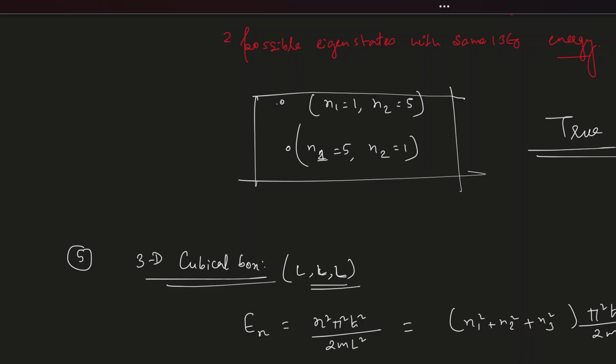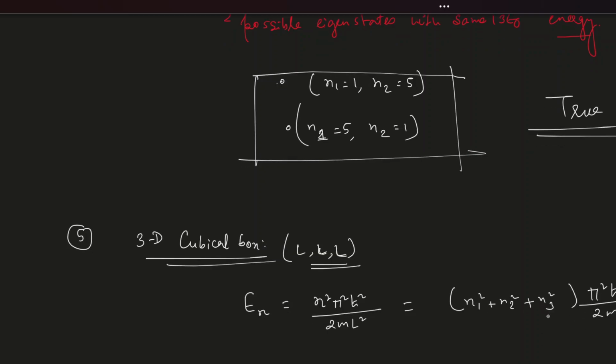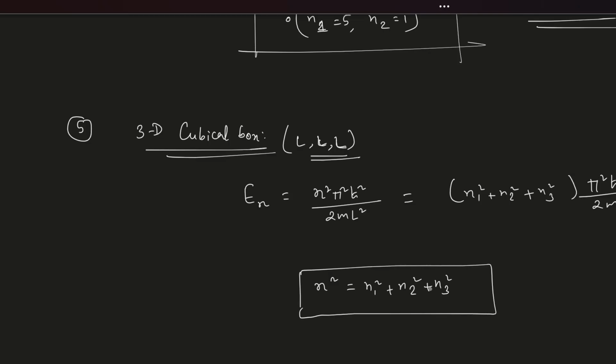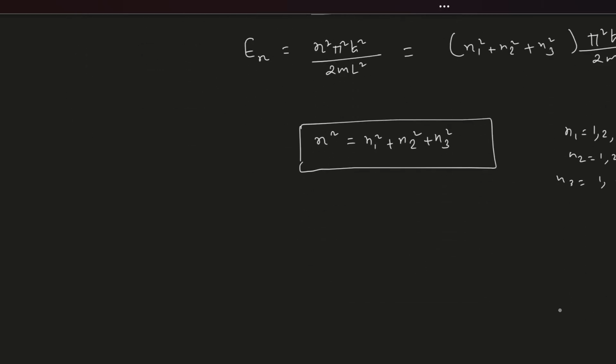Like treating each individual direction as a one-dimensional box problem and then taking a combination of them. So n squared is related by this combination, n1 squared plus n2 squared plus n3 squared, where each of them can take integer values from 1 to 3 etc. All of them, and independently, right? Independently they can choose these values.